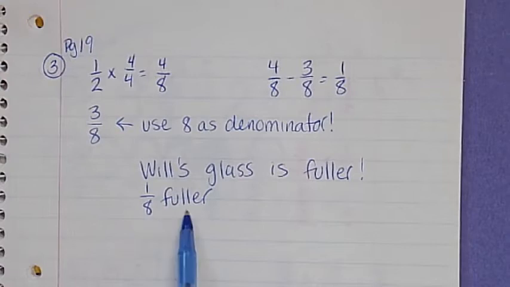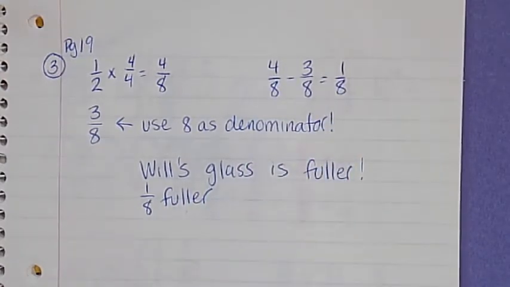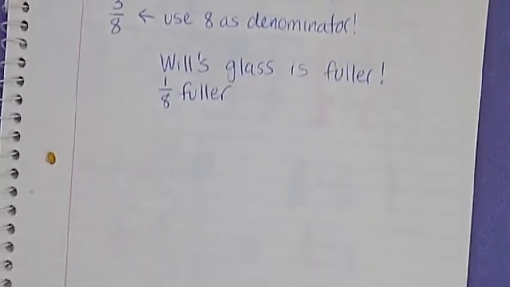And then it is 1/8 fuller because 4 minus 3 is 1. The denominator does not change. So that is the answer to number 3 on page 19.